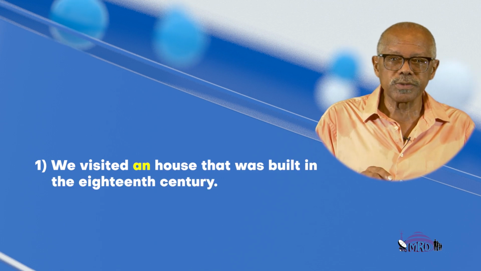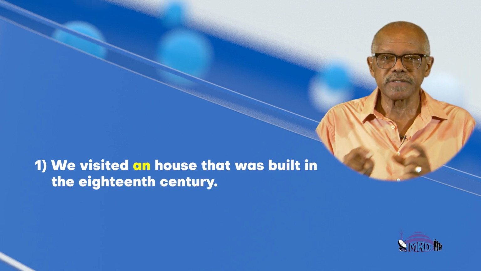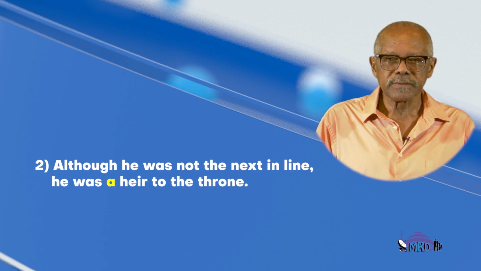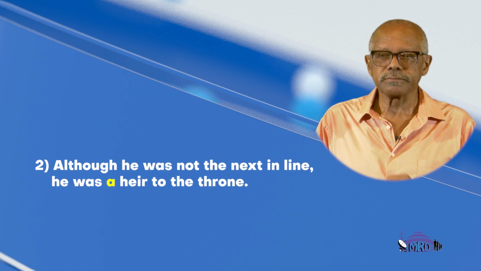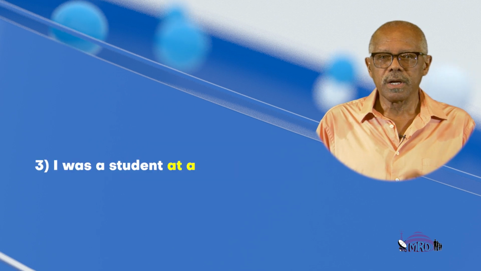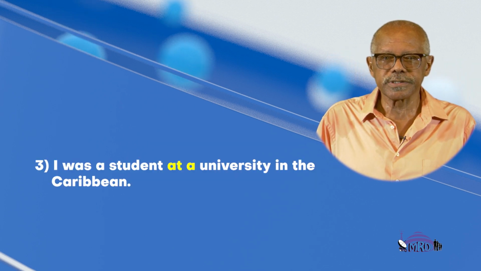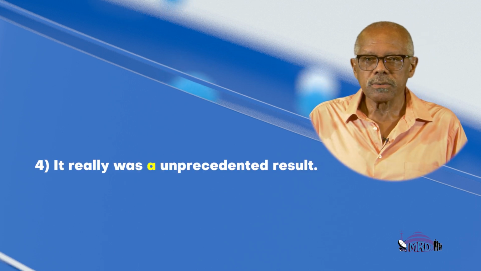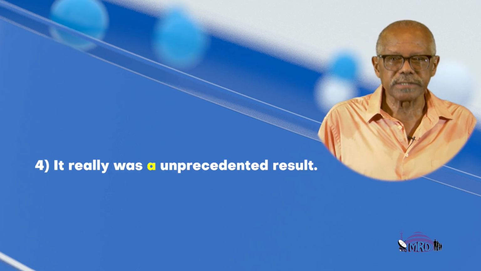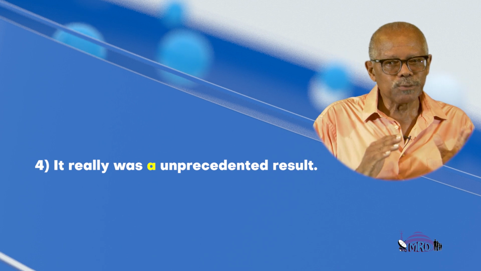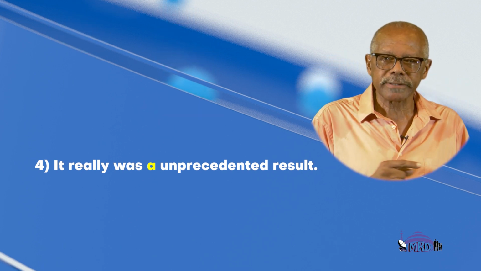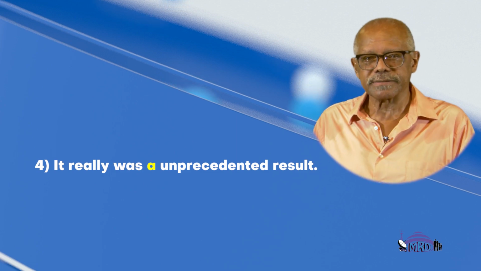Here we go. We visited an house that was built in the 18th century. Although he was not the next in line, he was an heir to the throne. I was a student at a university in the Caribbean. It really was an unprecedented result. Now let's move on with our lesson on articles, with the understanding that we'll get back to those questions at the end of the lesson.